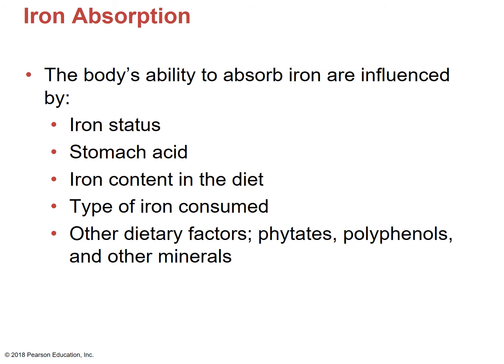Heme iron is part of hemoglobin and myoglobin and is found only in animal-based foods such as meat, fish, and poultry. Non-heme iron, which is not part of the hemoglobin or myoglobin, is found in both plant-based and animal-based foods. Heme iron is more absorbable than non-heme iron.